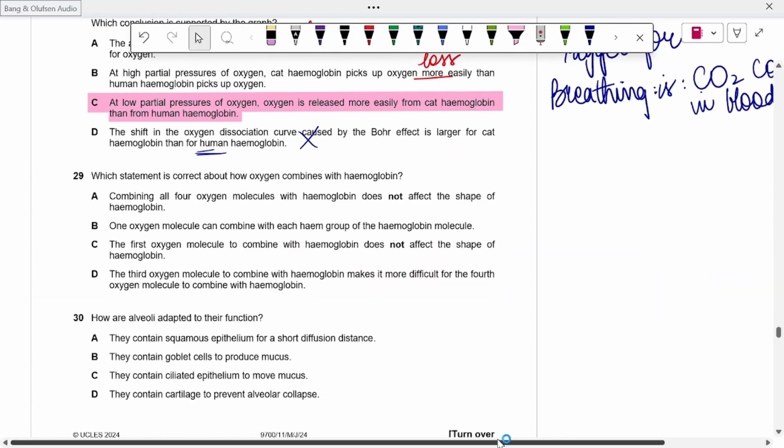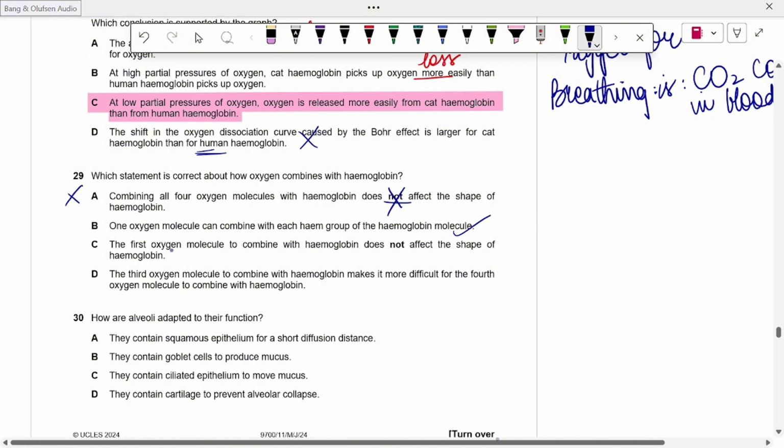Question 29. Which statement is correct about how oxygen combines with hemoglobin? "Combining all four oxygen molecules with hemoglobin does not affect the shape of the hemoglobin." This is wrong. It does affect the shape. As soon as one oxygen attaches to your hemoglobin, it causes a conformational change in the hemoglobin molecule. So option A is wrong. "One oxygen molecule can combine with each heme group of the hemoglobin molecule." This is correct.